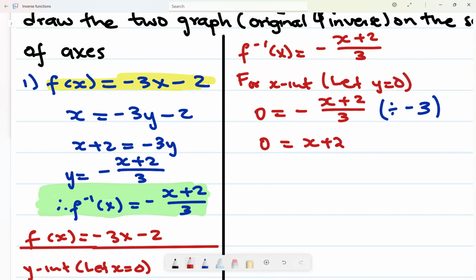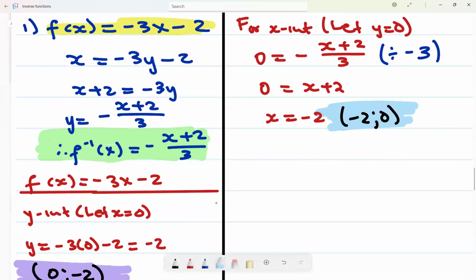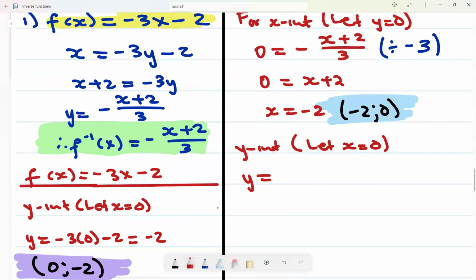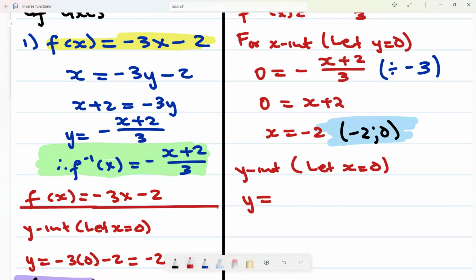Therefore, x is equal to negative 2. Okay? x is equal to negative 2. It means now when x is equal to negative 2, your y value is 0. Now let us be in a position of saying, okay, let me get the x-intercept and the y-intercept. For the y-intercept, I know I'll have to let x equal to 0 and say, okay, this is y, it is equal to what?